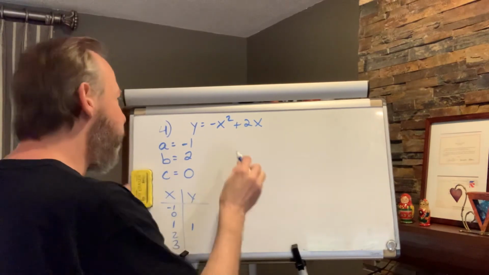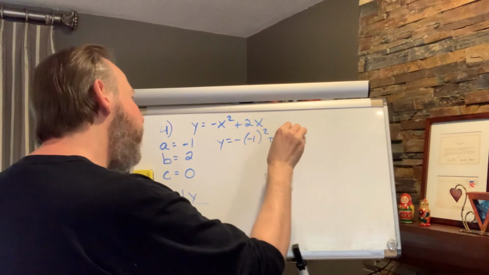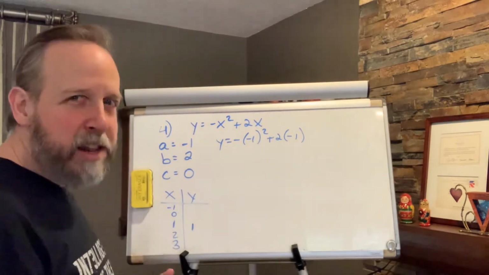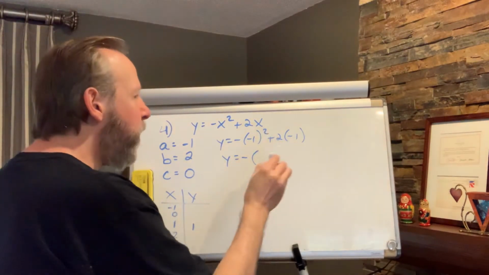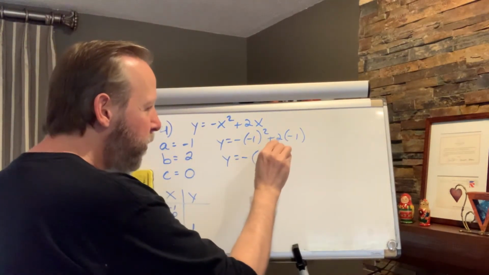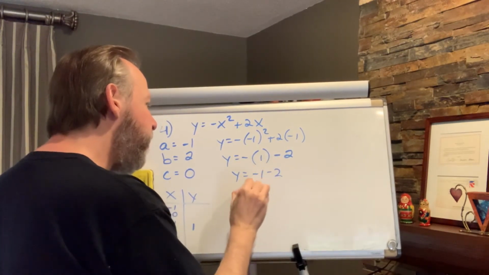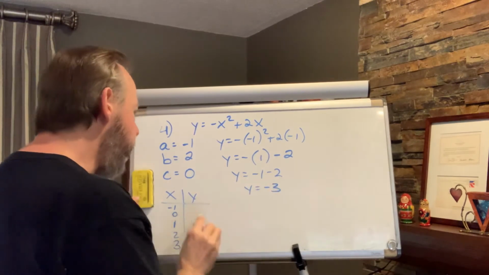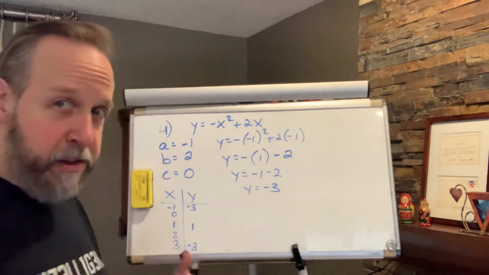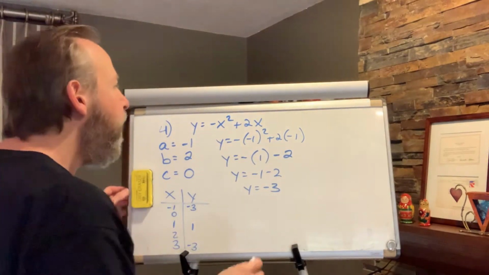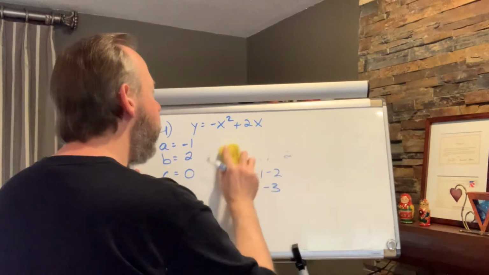I'm going to plug in the number negative 1. So y equals negative, parenthesis, negative 1 squared plus 2 times negative 1. There's so many negatives here, so please be careful. So we got negative 1 squared is 1. And then 2 times negative 1 is just minus 2. So this is negative 1 minus 2, which is negative 3. So that's a negative 3 up here and also down below, because I'm just going to fill it in. It's going to be symmetric.